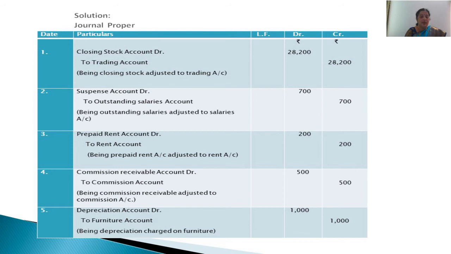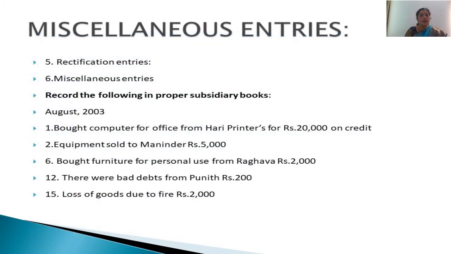Then to furniture account, because of that furniture, which is an asset, which is an account to be debited, right, because it's an asset. But because of using it, the value of the asset is going down, so it has to be credited to furniture account. Then the last two kinds of entries are rectification and miscellaneous.